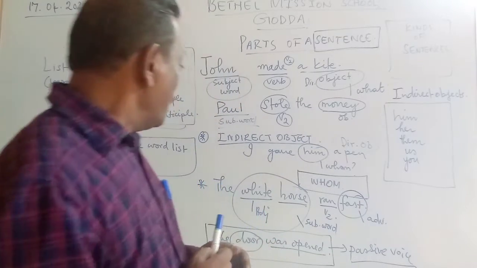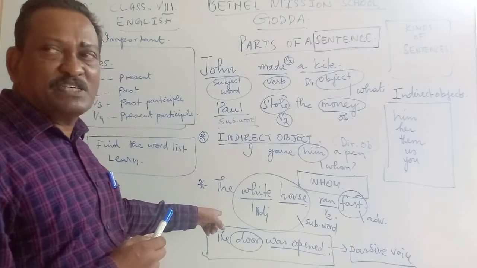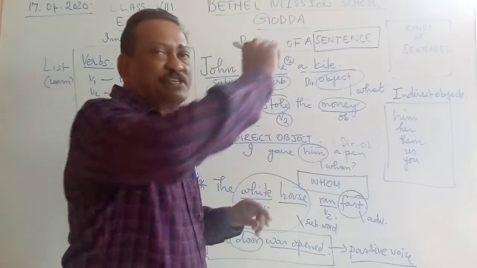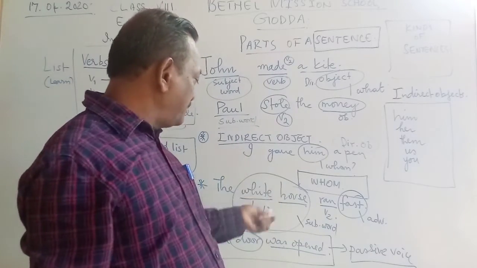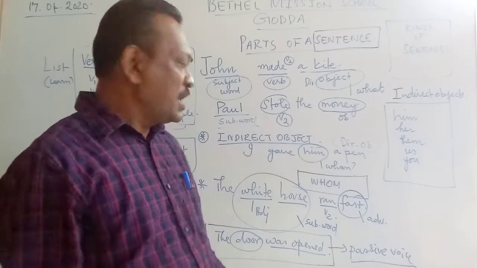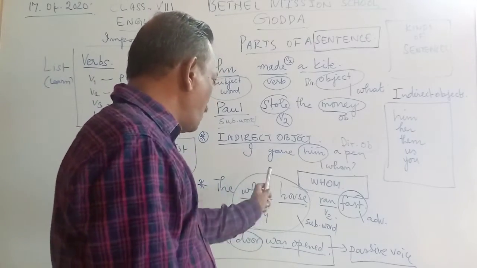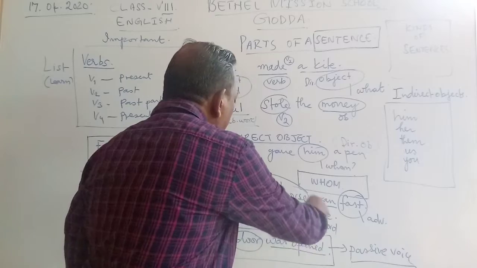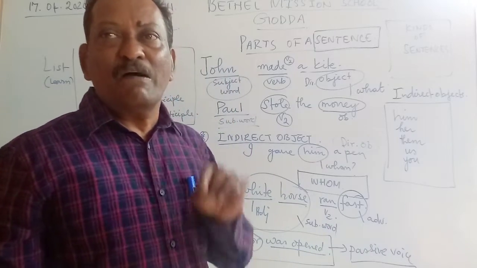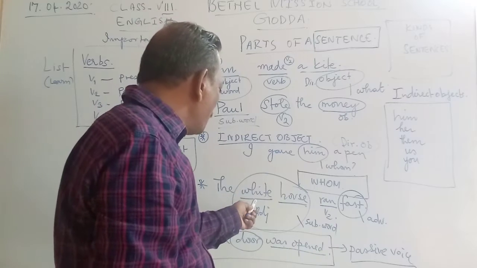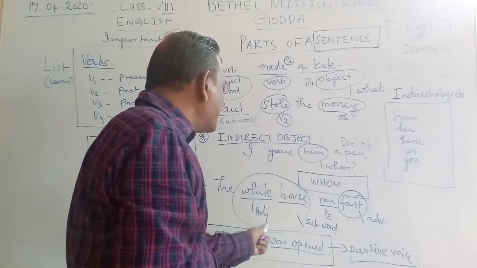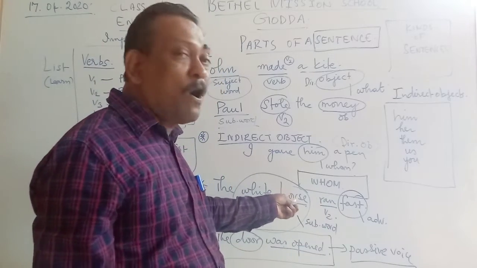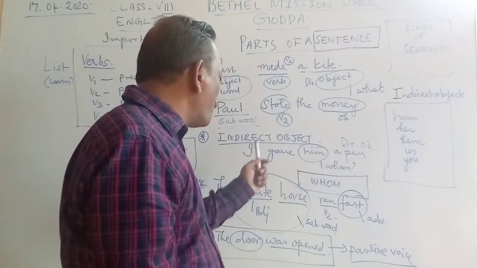Okay. Now look at this particular point. This is a point to be noted. You see, the white horse ran fast. I repeat the sentence, the white horse ran fast. Now, definitely, the white horse is the subject. You see, you have to take the words white and horse together here. But if you notice carefully, you will find the word white acting as an adjective here. Why? It qualifies the noun horse. Horse is a noun, and the word white qualifies.